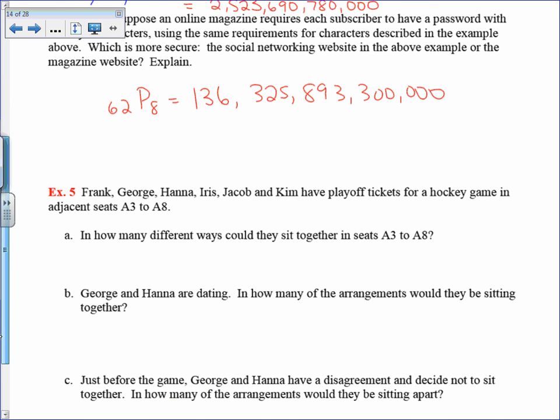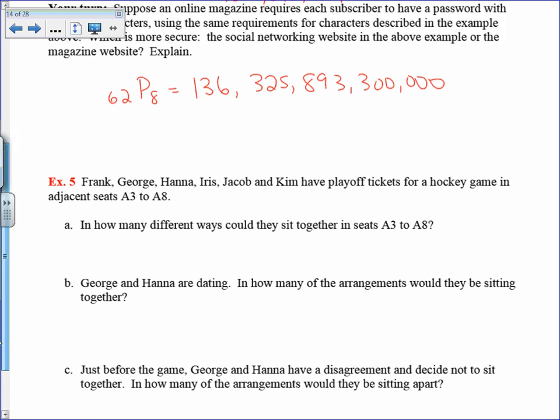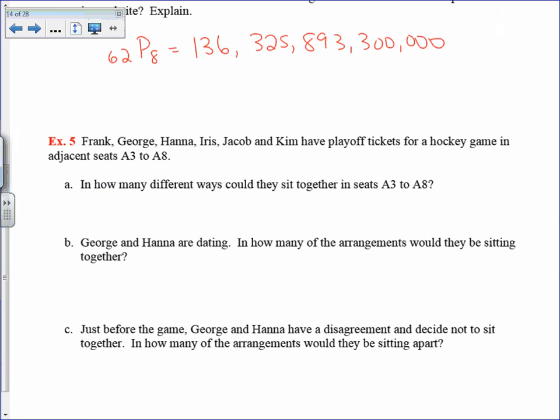Okay, Frank, George, Hannah, Iris, Jacob, and Kim have playoff tickets for a hockey game in adjacent seats A3 to A8. 3, 4, 5, 6, 7, 8. So we have 6 people. In how many different ways could they sit together in seats A3 to A8? So how many ways can they sit together?